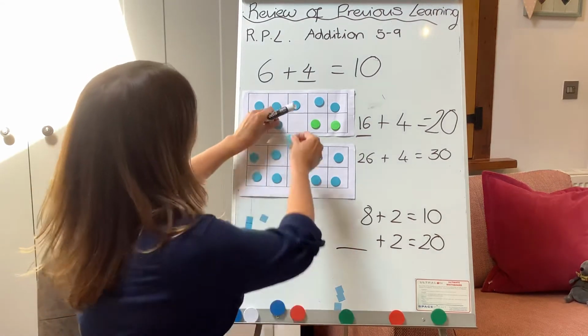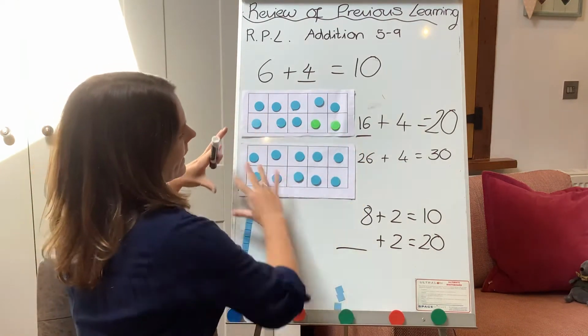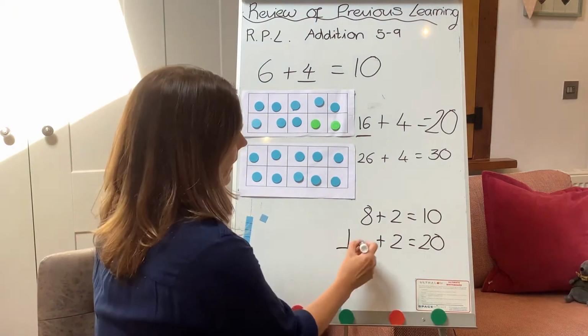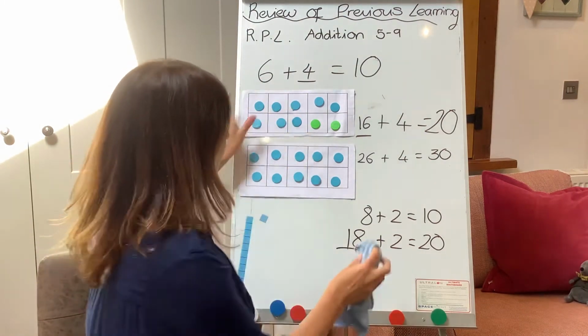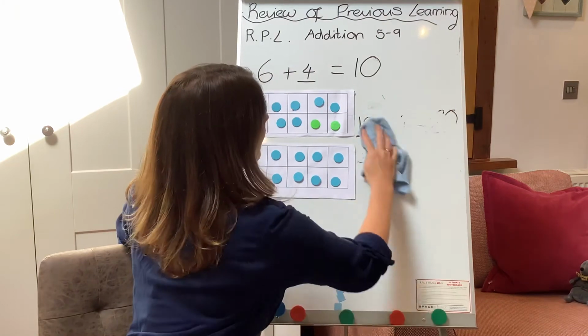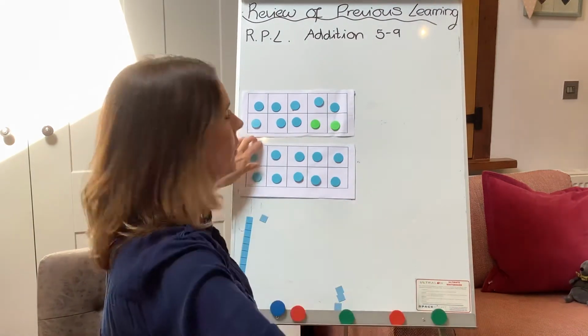Okay, so 8 and 2 makes 10. So then 18 and 2 will make 20. Okay, so in the activity section, there'll be a little bit of practice with that because it's really useful for addition.